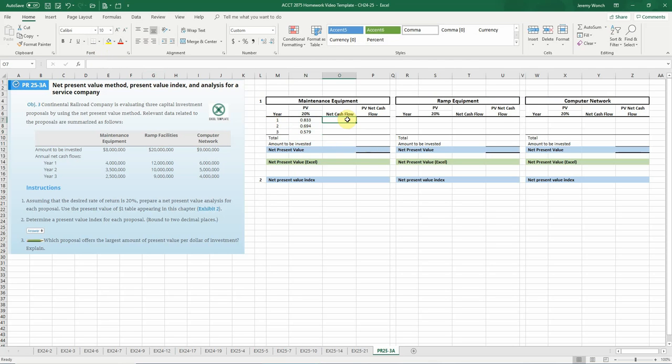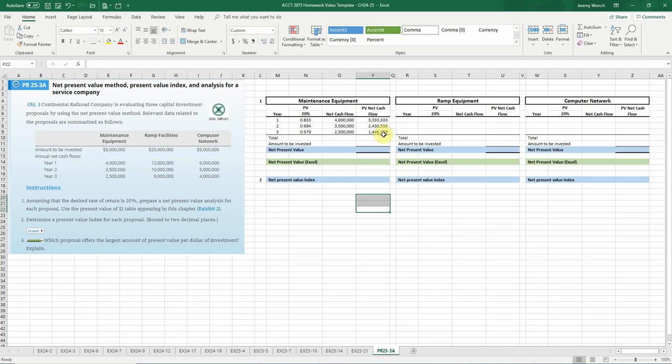We can enter in the net cash flows. So we have $4 million for year 1, 3.5 for year 2, and 2.5 for year 3. And then to get our present value of cash flows, we just multiply our factor times our cash flow for each year.